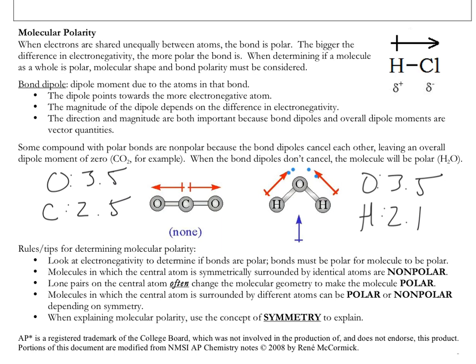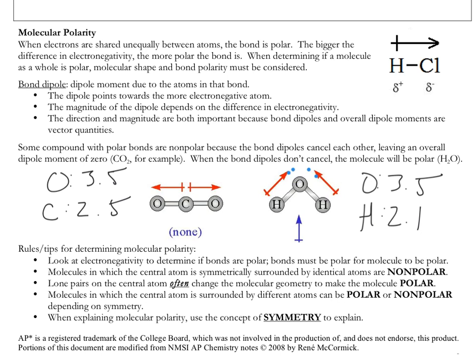When you're explaining molecular polarity, the easiest way to do it is to use the word symmetrical or asymmetrical. It's polar if there's an asymmetrical pull for electrons. It's nonpolar when the molecule is symmetrical and all of the electrons are being pulled equally in opposite directions.